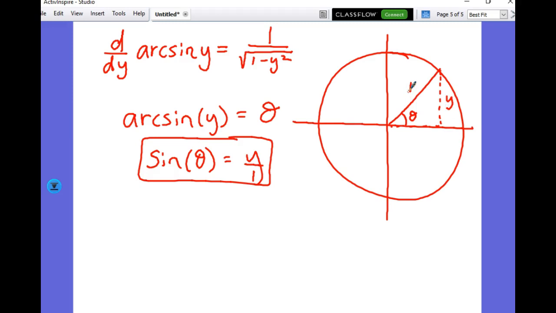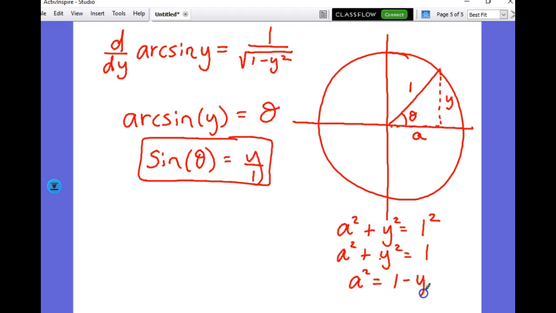Now what I'm going to do is use the fact that if sine of theta is equal to y, and this is y and this is 1 because of that, I'm going to use that to figure out what this adjacent side is here using Pythagorean's theorem. Pythagorean's theorem says that leg squared plus leg squared equals hypotenuse squared. Now 1 squared is just 1. And then I want to solve for a. So I'm going to subtract y squared on both sides. And I get the following.